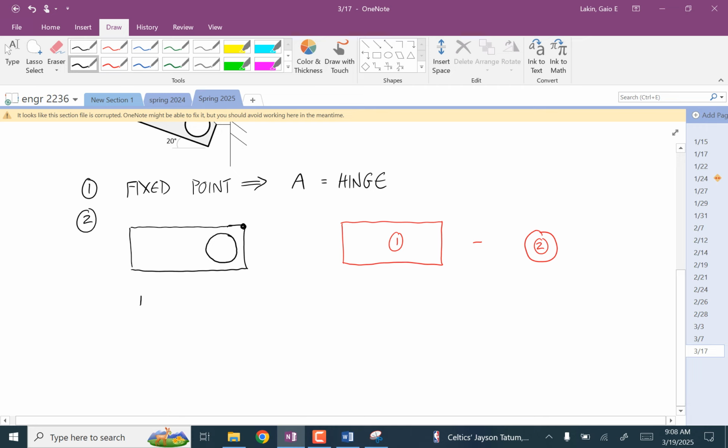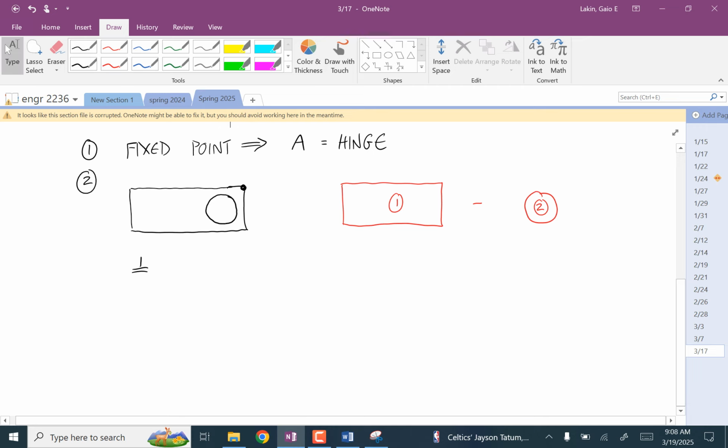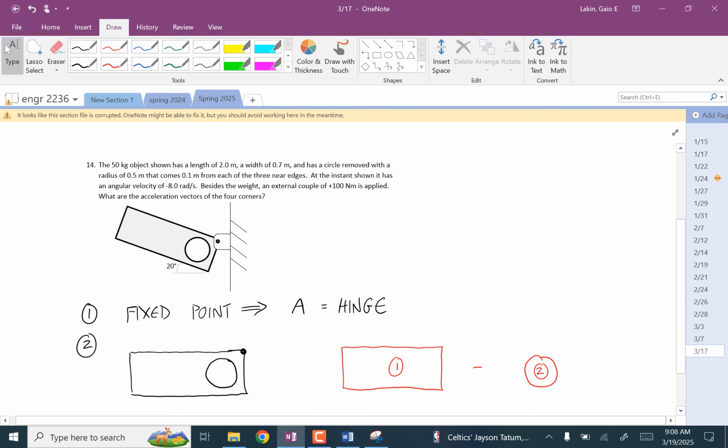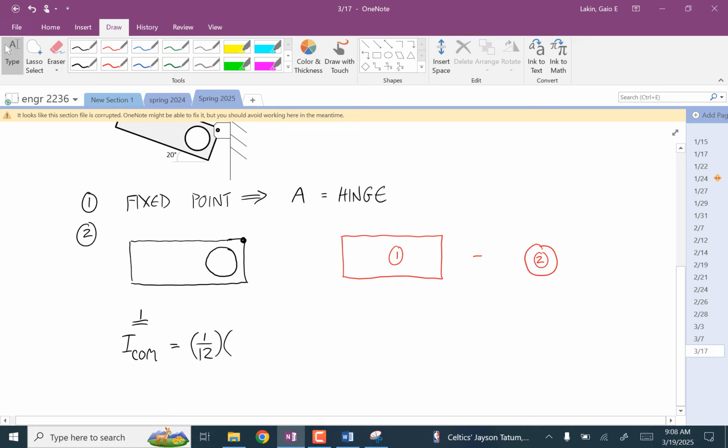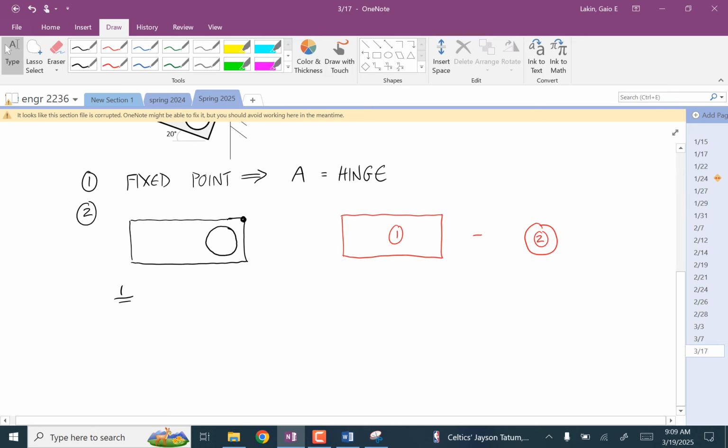Okay, so for the outer rectangle, the mass moment of inertia about the center of mass is 1/12 times the total mass. Now this thing is 50 kilograms. But we're not quite ready for this yet. How do we know what the mass is of that big outer rectangle? Well, we can assume that the ratios of the masses are the ratios of the areas.